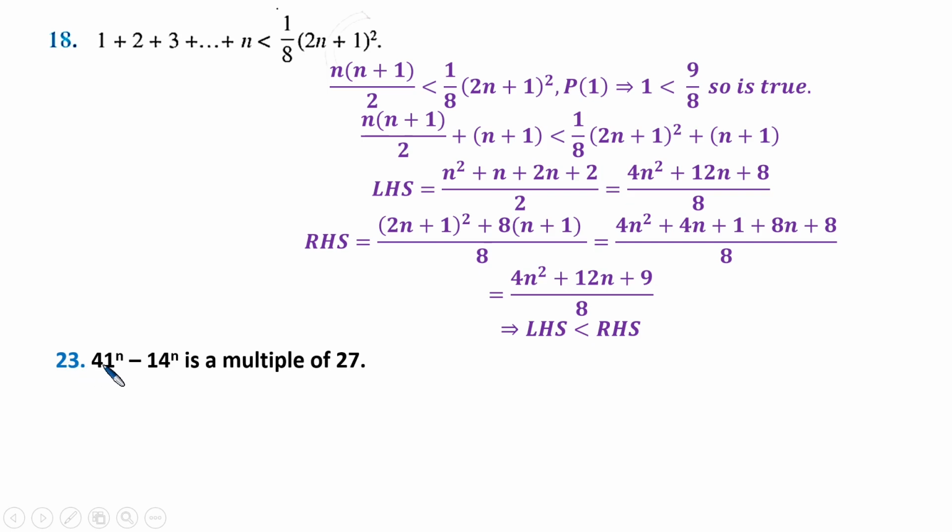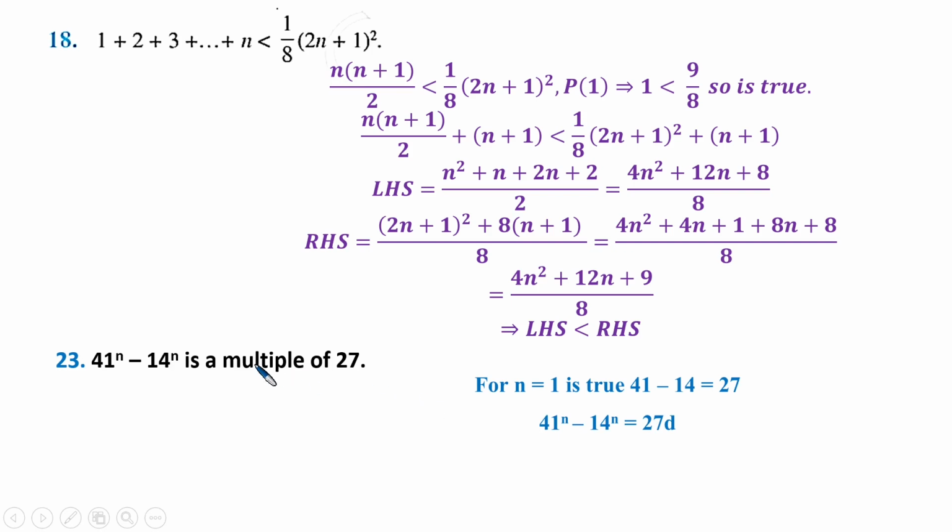So this is another problem, that is 41 to the power n minus 14 to the power n is a multiple of 27. So this statement is given to you. So whether this is a true statement or not, we have to find out. So for n equal to 1, 41 minus 14 is 27. So this is a multiple of 27, P1 is true. For n equal to 1 it is true because 41 minus 14 is 27.